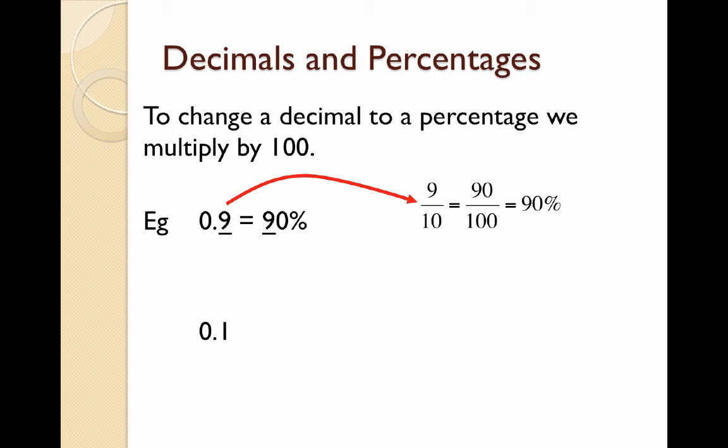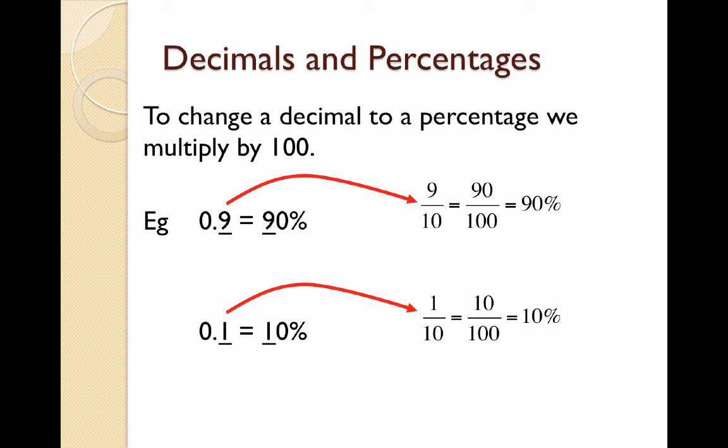Same thing goes for 0.1. 0.1 is 10%. You might notice that there's 1s in both of our numbers. Well, that 1 in the 0.1 is in the tenths column, meaning that it is 1 out of 10. That 1 out of 10, if we just add zeros to the numerator and denominator, we get 10 out of 100, making it 10%. So you can see that decimals and percentages and fractions are all related to each other. They're all the same thing, just looking at it in a different way.